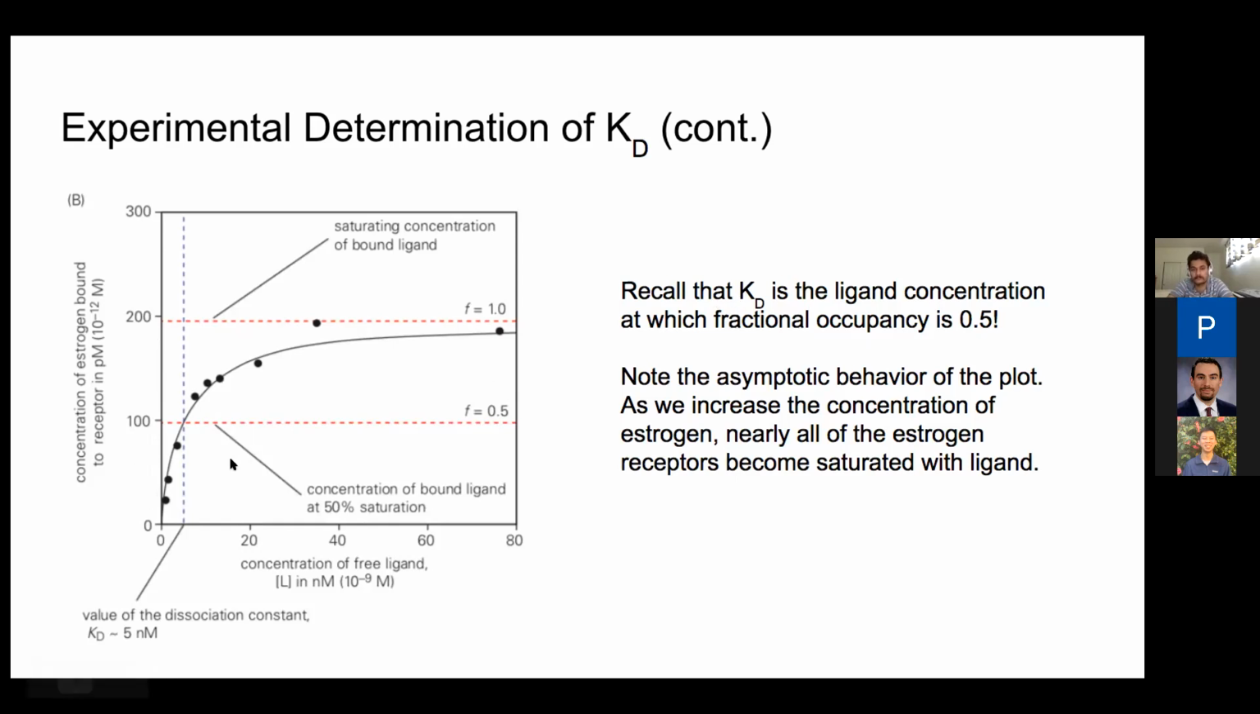We know that KD is the ligand concentration at which fractional occupancy is 0.5. So this red line right here is where fractional occupancy is at half, and then we go down. For this particular value of ligand concentration, that is the KD. KD happens to be 5 × 10⁻⁹. So that's how we experimentally determine KD. And that's all I have.